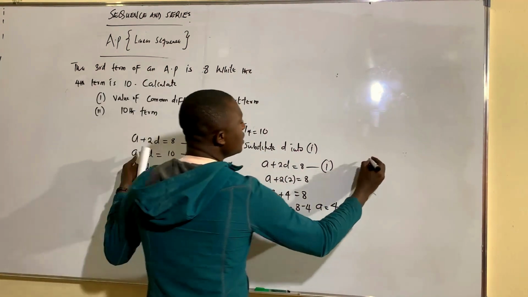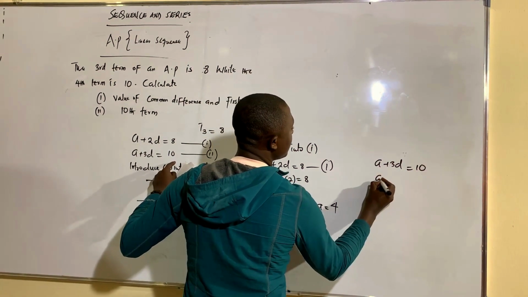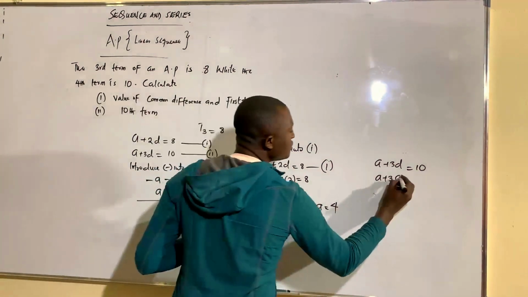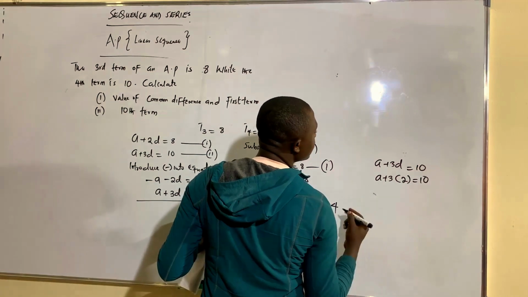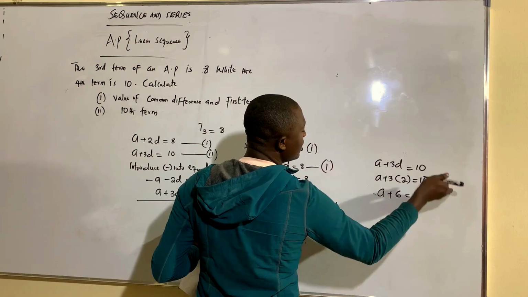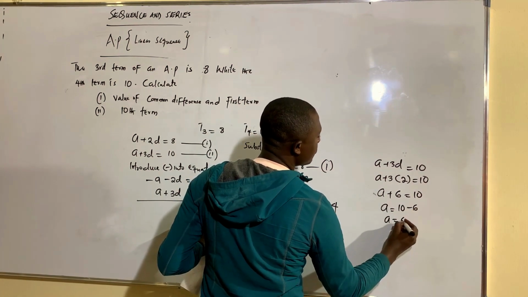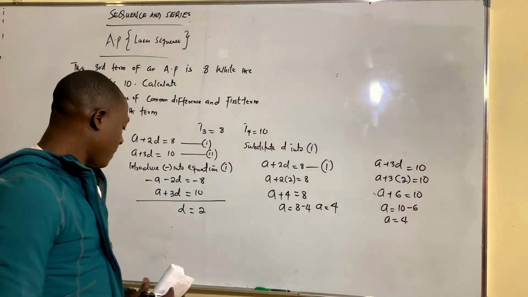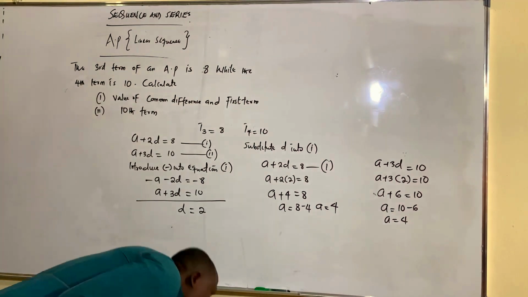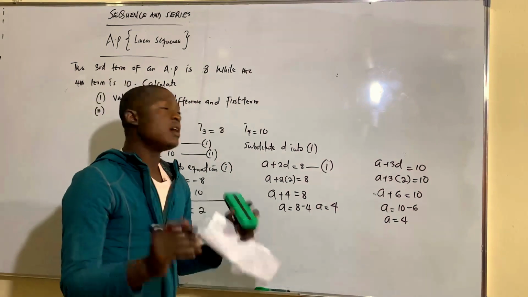If I check equation 2, what we have there is a plus 3d equal to 10. So that means that we have a plus 3. What do we get for d? Yes, our d is 2. That's a plus 3 times 2, and we have 6 equal to 10. If I collect like terms, we have a is equal to 10 minus 6, then we are going to have a equal to 4. You can see that we have the same result. So either you use equation 1 or you use the second equation, you are going to have the same result.